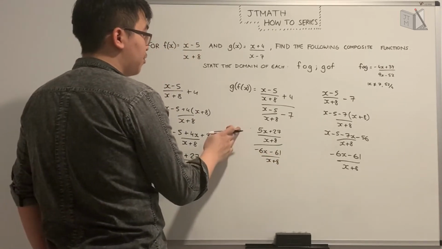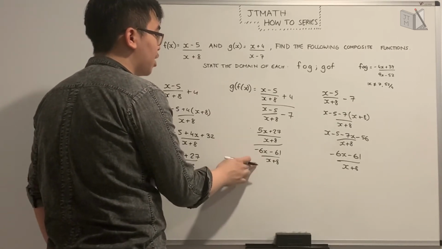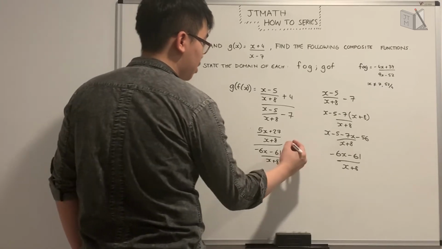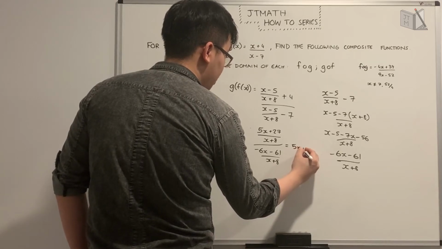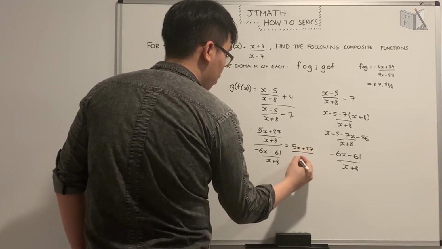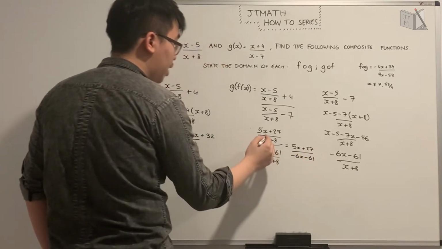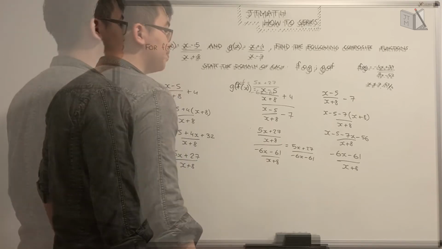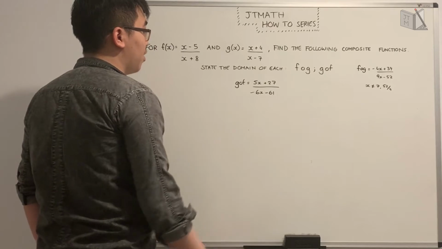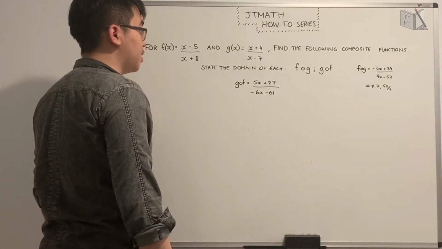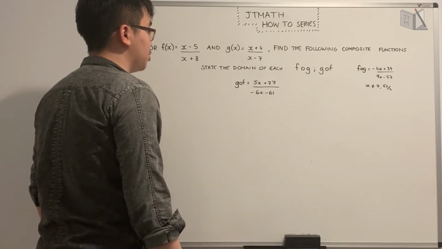Now once again, we're going to divide these two fractions by each other. The easiest way to do that is to multiply the top fraction by the inverse of the bottom fraction. And that's going to leave us with 5x plus 27 over minus 6x minus 61, because once again, the x plus 8s will cancel out. Now we figured out that our g of f function is 5x plus 27 over minus 6x minus 61. But we've still got to find the domain of this composite function.